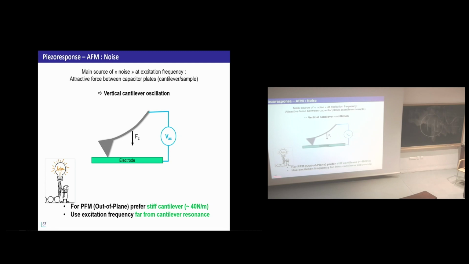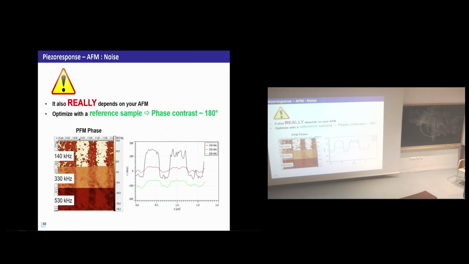So another piece of advice for PFM, at least for out-of-plane PFM, prefer a stiff cantilever. The stiffer, the lower the parasitic effect. And of course, please use an excitation frequency far from the cantilever resonance, which could amplify this unwanted effect. But it's not enough, because, don't ask me why, I don't really know why, each AFM has its own optimized frequency. It depends on your AFM also.